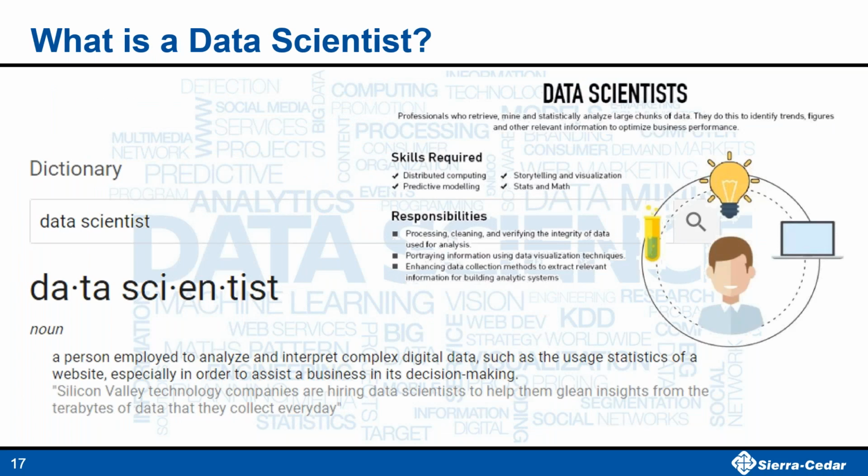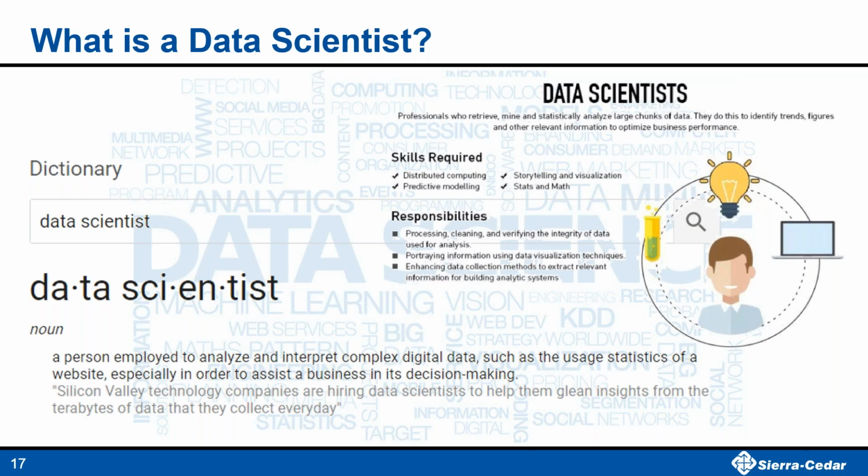So not to get too far ahead of ourselves, just what is a data scientist? It's a very hot term, a hot position, very sought after these days. And here's what the wiki definition of the data scientist is. If we take a look at it, we can see some of the skills required might seem out of reach: predictive modeling, stats and math. But some of you are probably doing distributed computing. You're sharing information, dashboards, reports. You're doing some storytelling and visualization. So you have some of these skills.